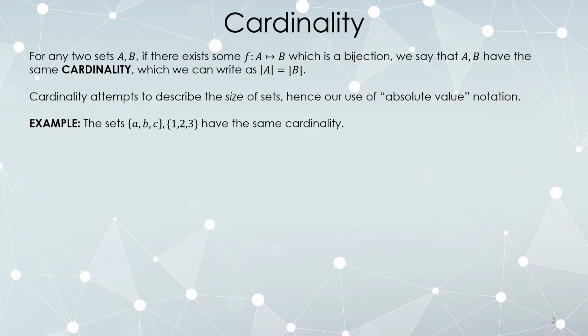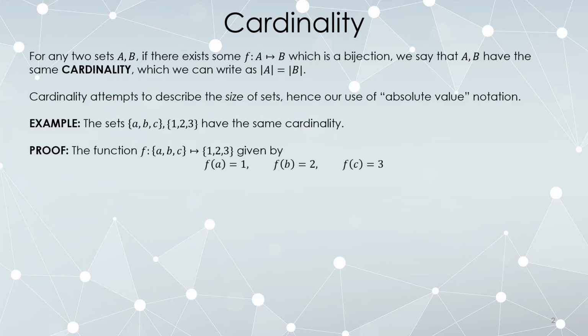So for example, the set {a, b, c} and the set {1, 2, 3} have the same cardinality. How do I know these two sets have the same cardinality? Because I can construct a function from one set to the other as follows. f(a) is 1, f(b) is 2, f(c) is 3. It's a bijection. It's injective: I never got out the same thing more than once. It's surjective: I got out everything I could have hoped for. So this is a bijection. Since a bijection was able to be constructed between these two sets, they have the same cardinality.